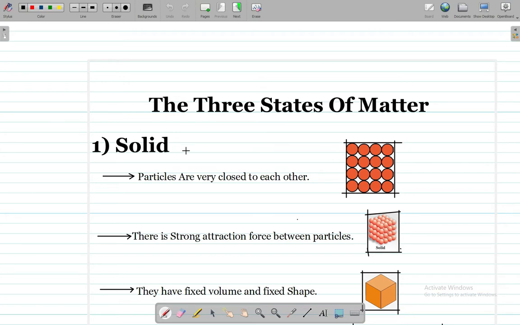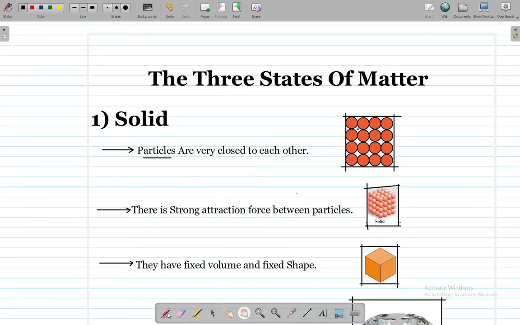Solids actually have a fixed volume, and the particles of solid are very close to each other. As in this diagram, you can see there are actually negligible spaces between the particles, almost no space actually. So the particles are very close to each other. That is the property of solid.